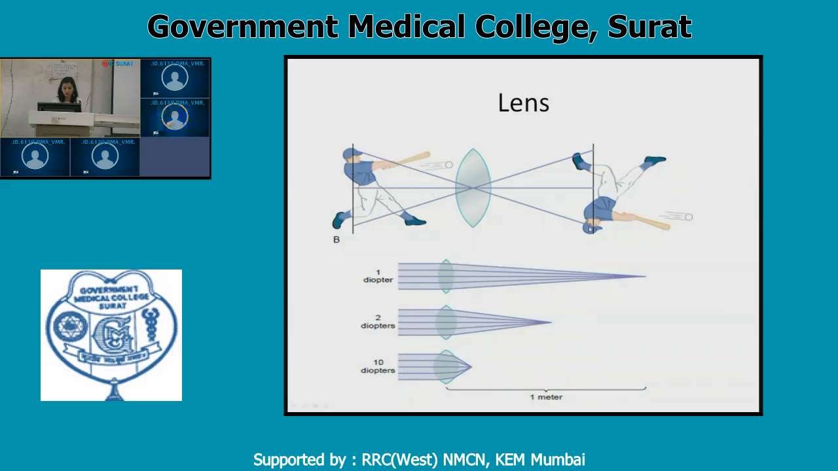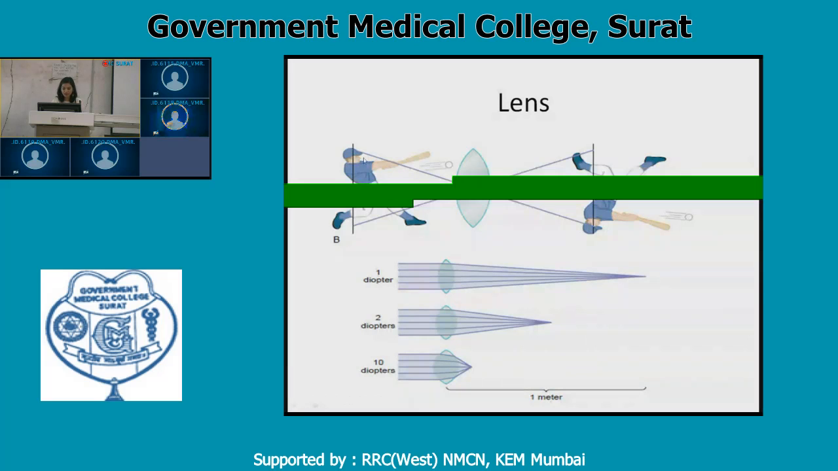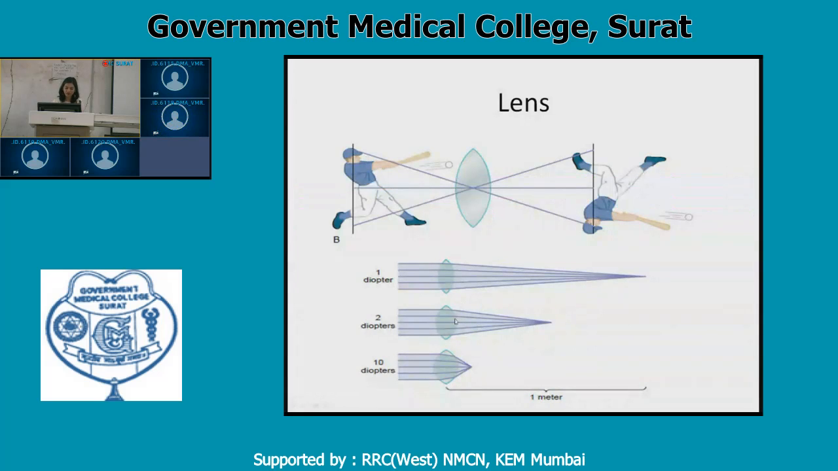We can see here the picture which compares the different dioptric powers of different lenses. If the curvature increases, the focal length decreases, and the dioptric power will increase. We can compare these figures 1, 2, and 3. The thinner the lens, the more the focal length and the less the dioptric power. The thicker the lens, or the more the curvature of the lens, the less will be the focal length and the more will be the dioptric power of the lens.